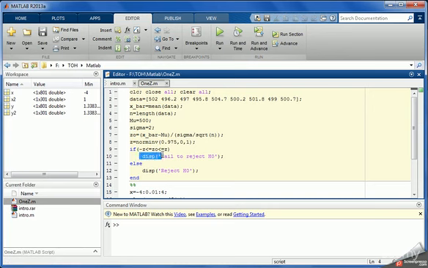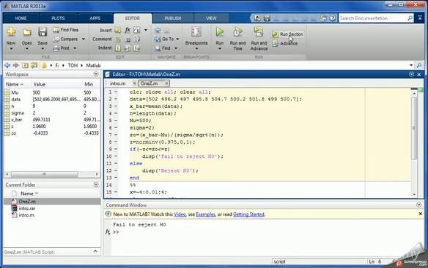I will display this statement in the command window by using the command display or disp. Now I can run only this section of code. I can run this section. Okay. So firstly, we notice the following. As a result, in the command window, we have seen "fail to reject H naught." So this is the conclusion of our hypothesis testing.